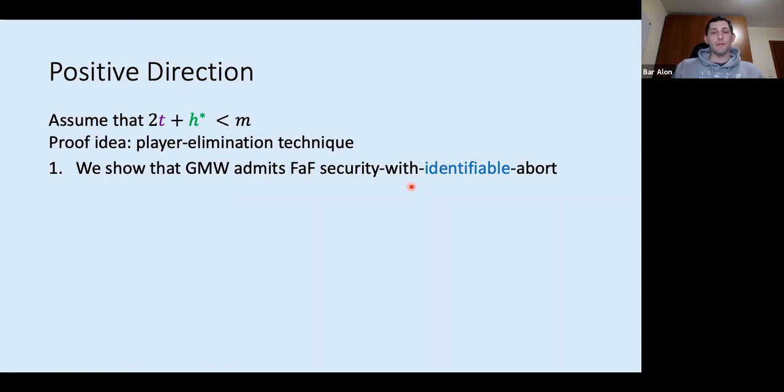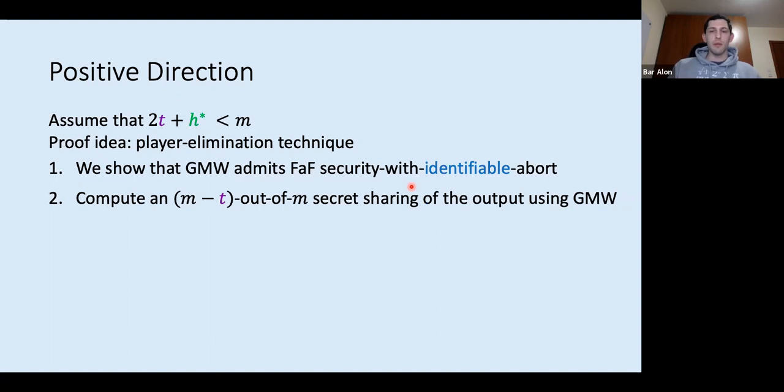The player elimination technique utilizes this fact, and what we will do is have the parties try to compute the function with security with identifiable abort. If it worked, it worked, and they have the output. If not, they know someone is corrupted. They know its identity, so they can just throw him away from the computation and restart the execution. This is very roughly how the player elimination technique goes. A bit more formally, the parties will not directly compute the function, but they will compute something called an M minus T out of M secret sharing of the output.